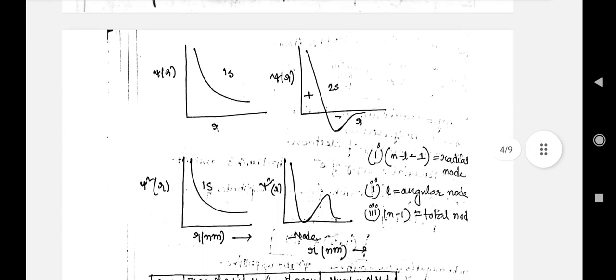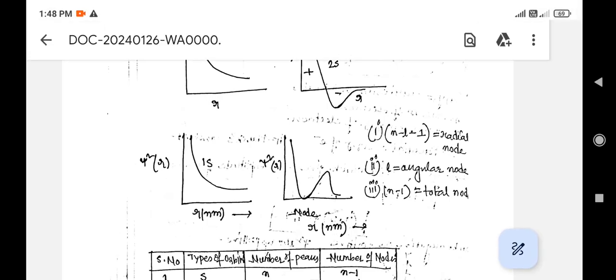Then we consider some diagrams of psi, the wave function, and psi square, where we get only positive values. That's why we use psi square. For the first one, the 1s orbital, we get this curve, and for the 2s orbital there are two lobes, plus and minus. But for psi square, 1s has a more curvy nature. And in the second one, 2s, there is no negative slope; both are positive slopes. That's why we use the square term of psi.